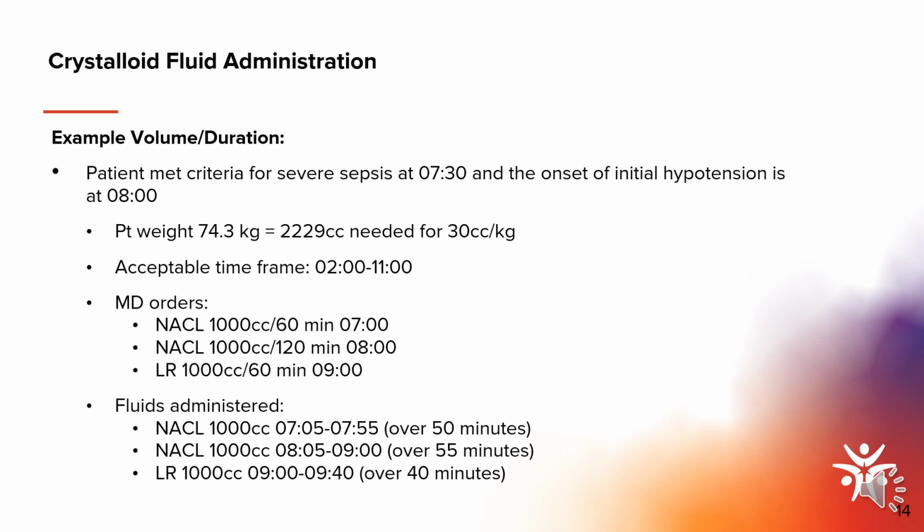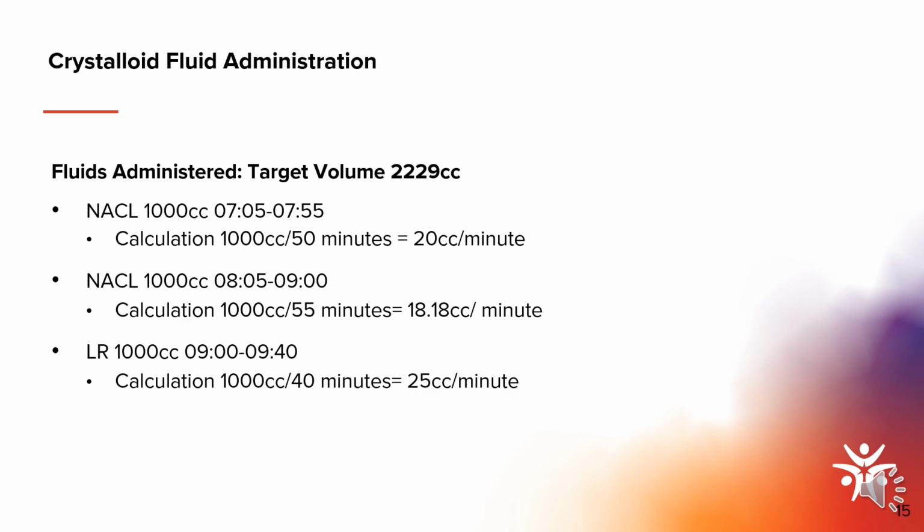So the fluids administered are as follows. We have the 1,000 cc's of normal saline that was given from 7:05 to 7:55. So that was over 50 minutes. Then we have normal saline at 8:05, and it ended at 9 o'clock. That was over 55 minutes. Then we have the lactated ringers, started at 9 o'clock, and it was completed at 9:40. If we look at the total volume of fluids that were administered, they equal 3,000 cc's given by 9:40.